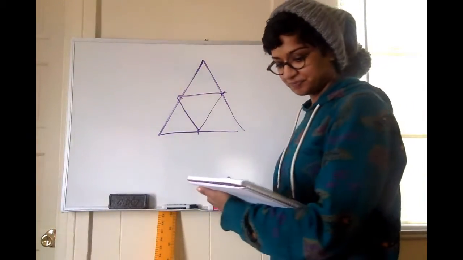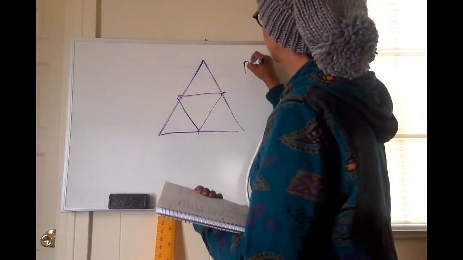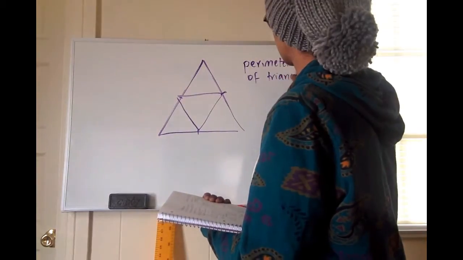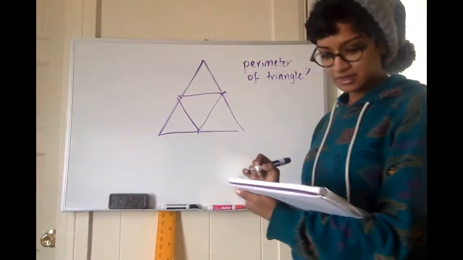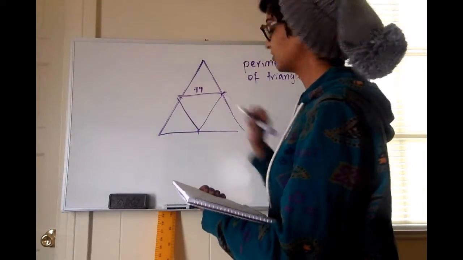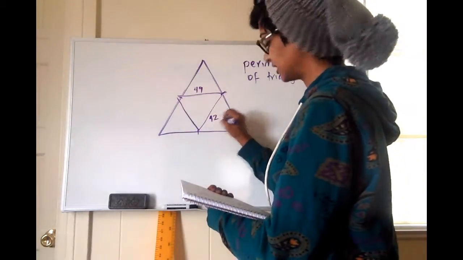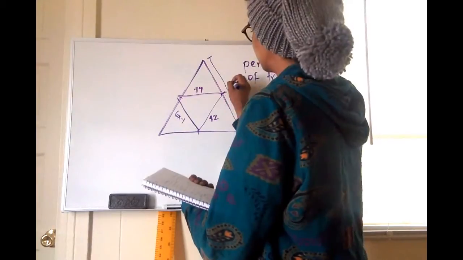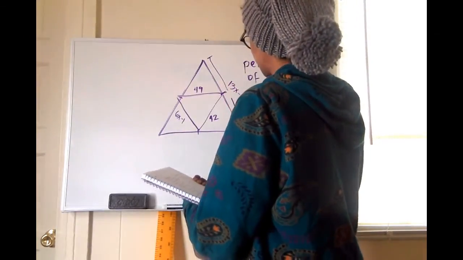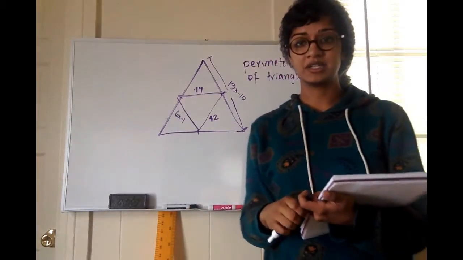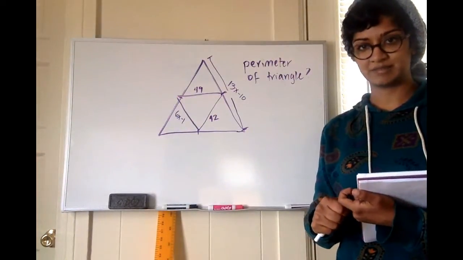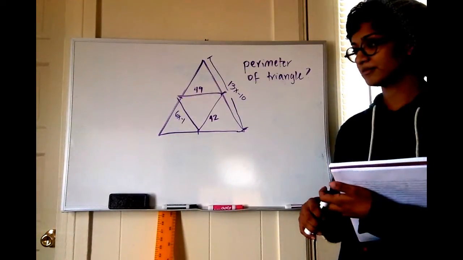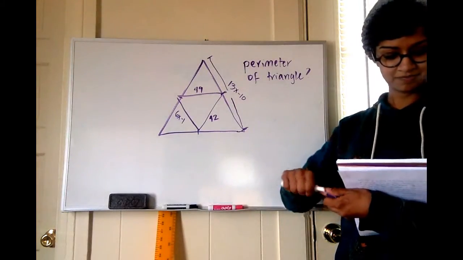Okay, alright. So I want to find the perimeter of this triangle. I tell you that the midsegment is 49 right there. This midsegment is 42. And this midsegment is 6x minus 1. And this length is 13x minus 10. Now, you'll likely want to go back into your notes to figure out the properties of midsegments. So do that. Pause this. Go ahead. Do the problem. But I will keep going.